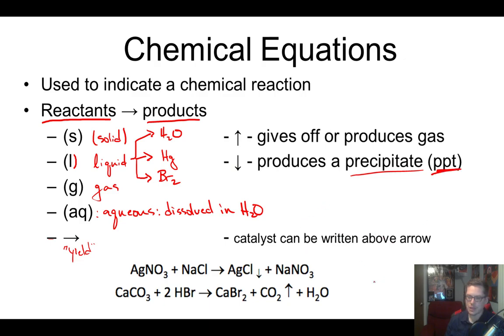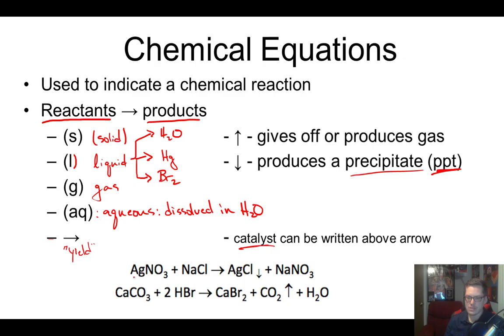We can also write out catalysts written above arrows. There's a lot on this slide, so take a moment to pause the video and take a look. Make sure you understand what all these things mean, and it'll take you time to understand what's going on. So let's look at a couple of these reactions here.